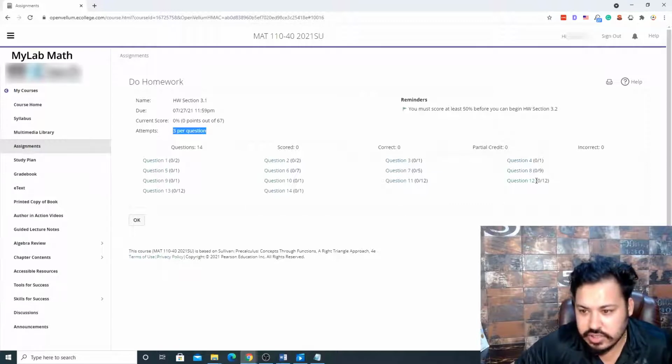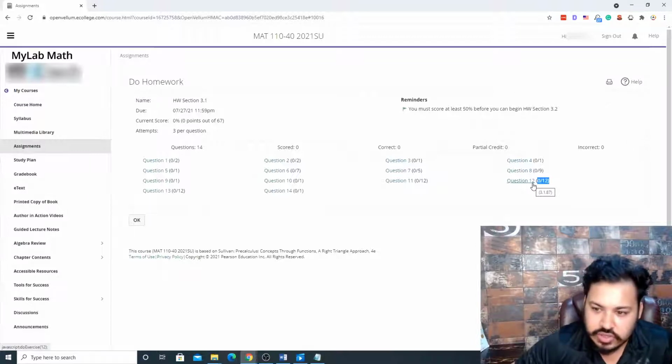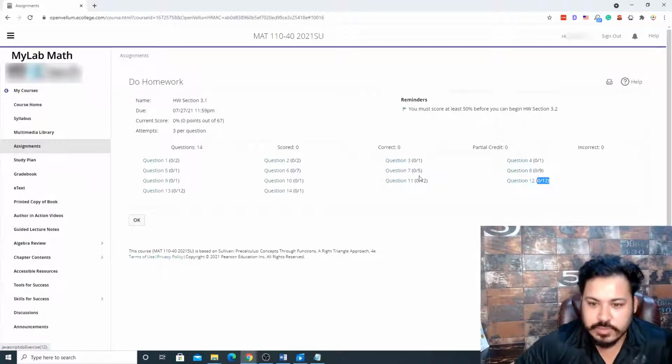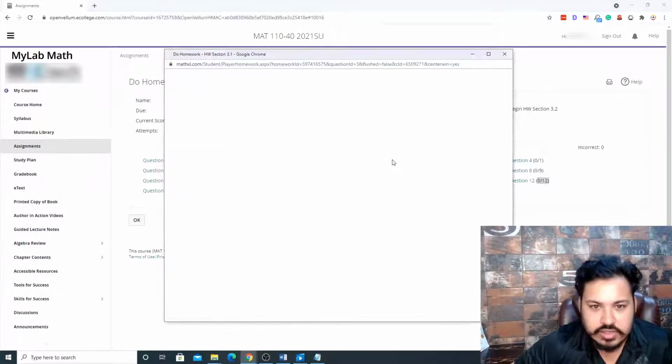This question is 0 out of 12, which means this question has 12 subparts. So to get this correct, you have to answer 12 subparts, while this one is easy because it has only 1 subpart. This one has 5. So I'm just going to show you a couple of questions and see how it goes.